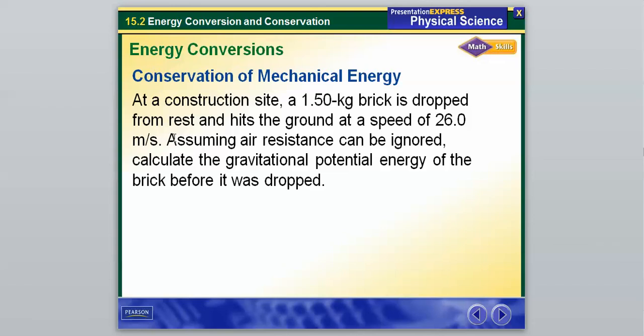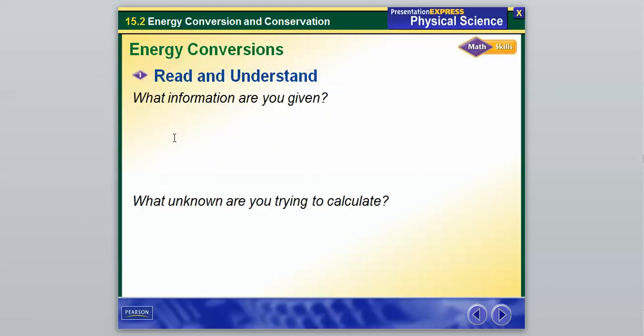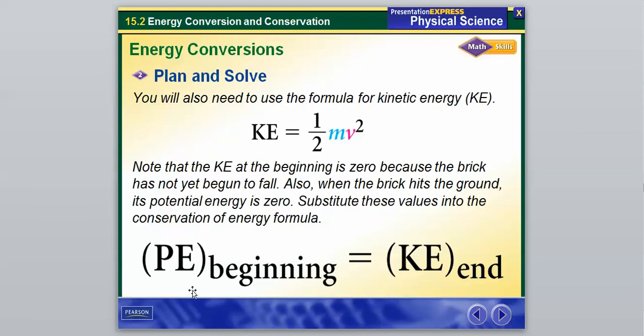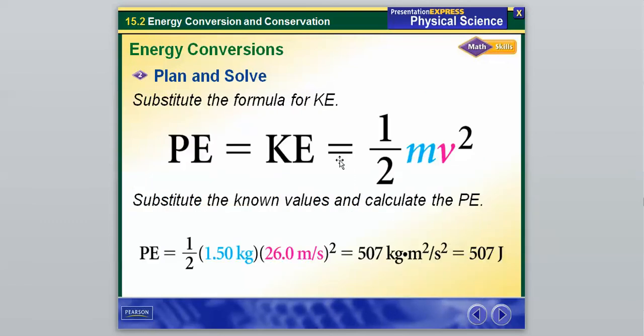And we know when it hits the ground, its height is going to be 0. And we know potential energy is just mass times gravity times height. So that means our potential energy at the end is going to be 0. And so now we just have our potential energy at the beginning equals kinetic energy at the end. And so we just solve 1/2 mv squared.